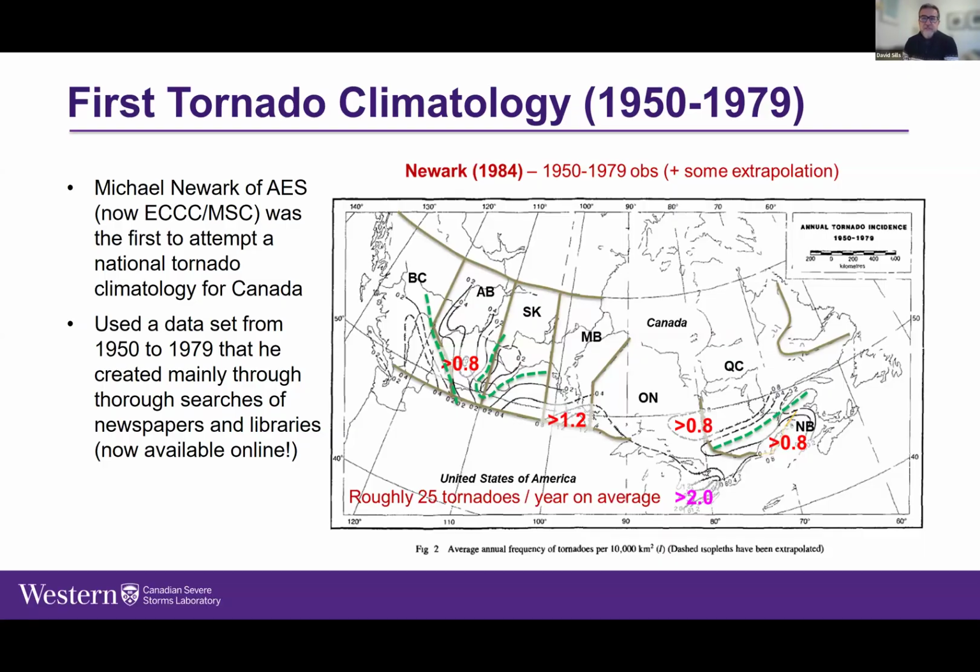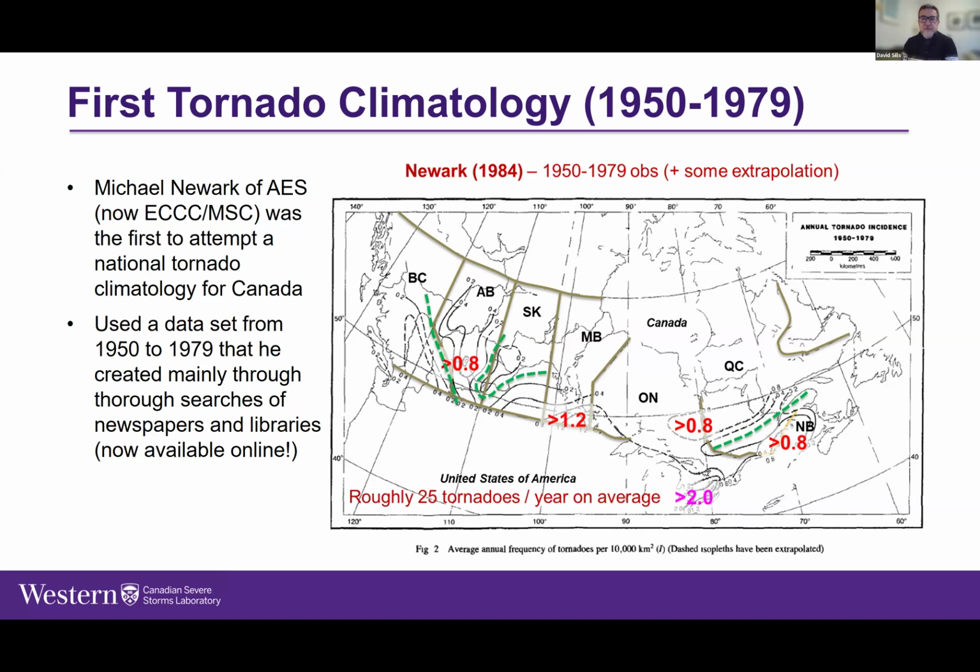As far as tornado climatology goes in Canada, the first attempt at it was made by Michael Newark of the old AES, which is now, of course, the Meteorological Service of Canada. And he took data from 1950 to 1979, so 30 years, that he collected basically on his own through searches of newspapers and libraries. And actually all of that material that he collected is now available online at Western libraries. If you go to newarktornadoarchive.ca, that's where you'll find all of his original files and his analyses, some of which have been updated since then, but all the original work is there.